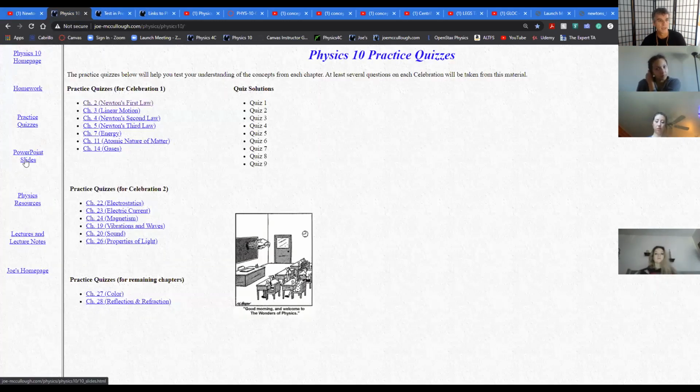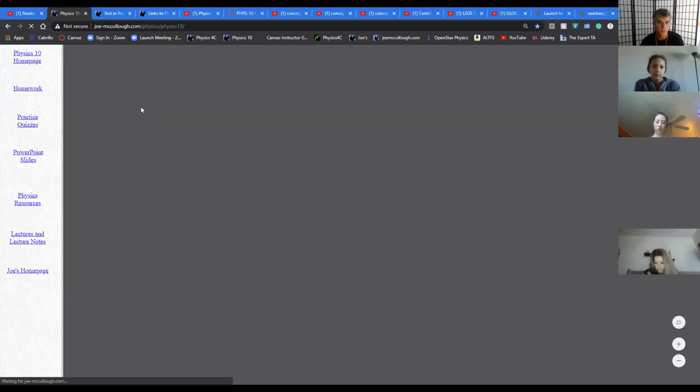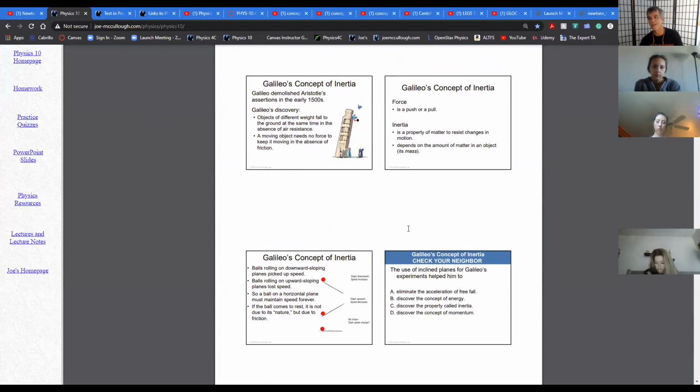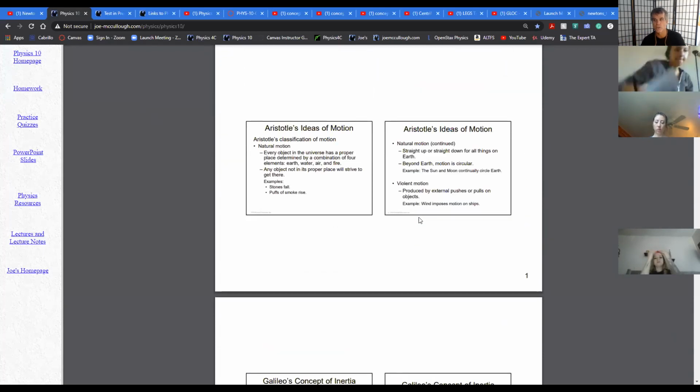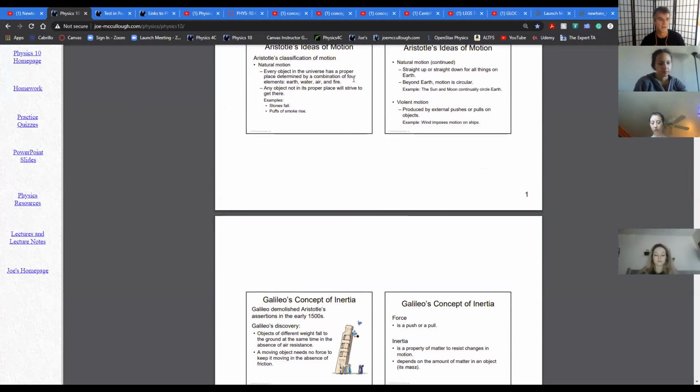Physics PowerPoint slides. These are PowerPoint slides from the publisher. For Newton's first law, for example, it'll take you to a PDF that has the PowerPoint slides that the publisher gives to the instructors. This is a really nice quick review of the entire chapter. I highly recommend, if you can, reading the chapter before I start lecturing on it. But if for any reason you can't, a nice thing to do would be to go through these PowerPoint slides and it'll let you know exactly what's being covered.